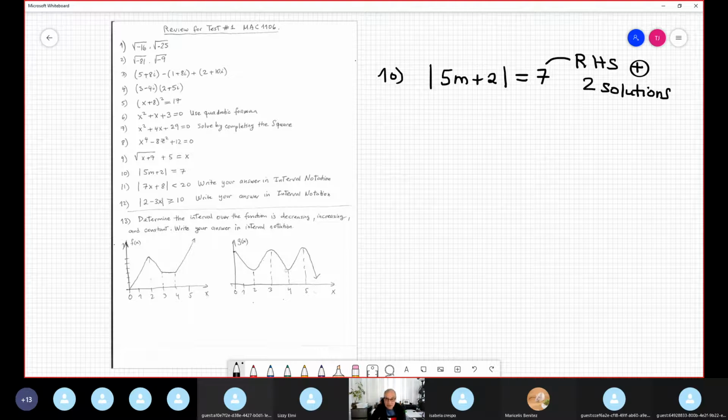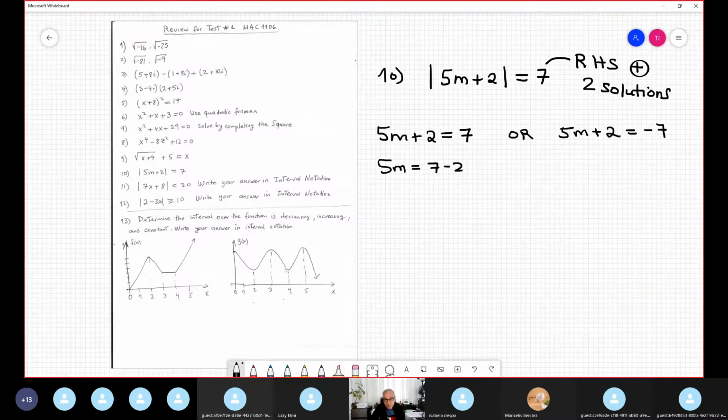Okay, so now it's super easy. You copy, you remove the bar: 5m plus 2 equals 7. And no "or", because it's both solutions: 5m plus 2 equals negative 7. You solve them separately, two equations, and that's it. 5m is equal to 7 minus 2. 5m equals 5, divided by 5. m equals 1. It's my first solution.